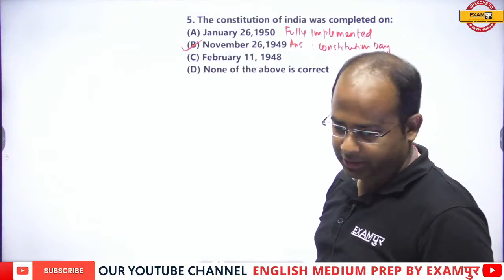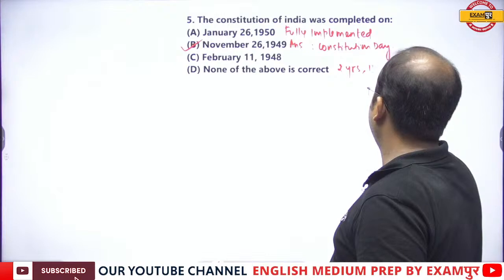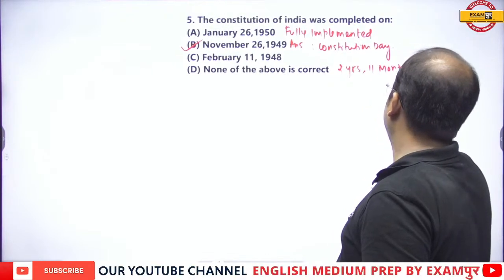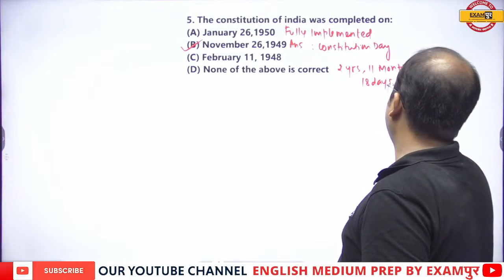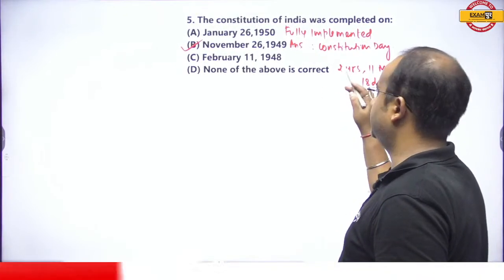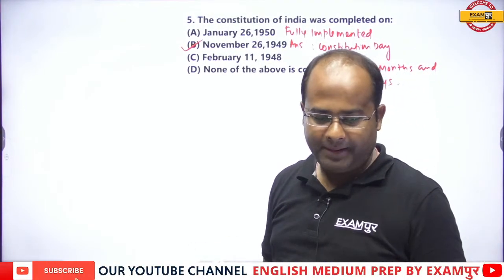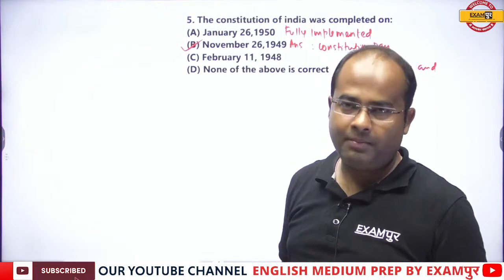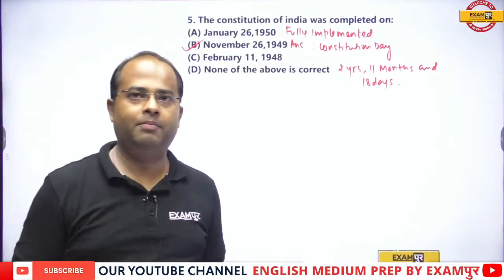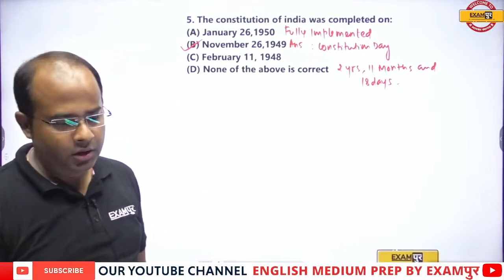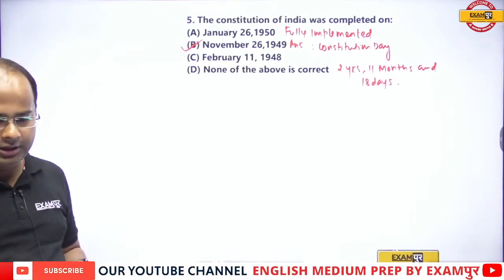So the whole thing was completed, and it took 2 years, 11 months and 18 days to draft the Indian Constitution. So the correct answer will be, guys, option B, that is 26 November, and it took 11 sessions to complete the Constitution. So the correct answer will be option B, that is 26 November 1949.